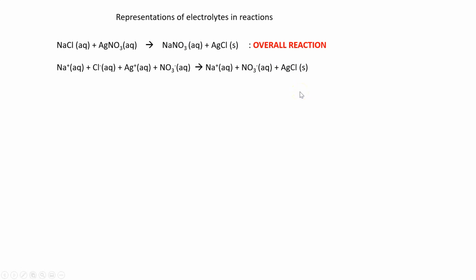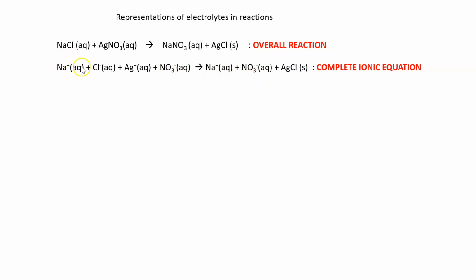And this representation, where we write all strong electrolytes as dissociated, is called the complete ionic equation. So the next thing that we can consider is if you look, some of the ions are in exactly the same state on both sides of the equation. Here, the sodium is dissolved in solution. Here, the sodium is dissolved in solution. And the same is true of the nitrate, right? Nitrate is dissolved on both sides of the solution.